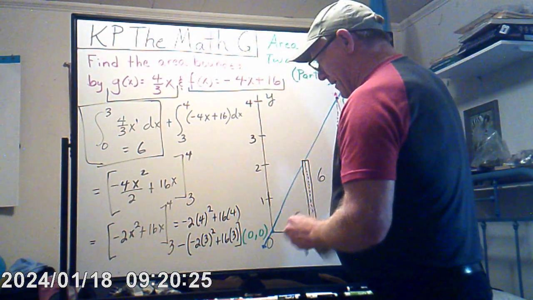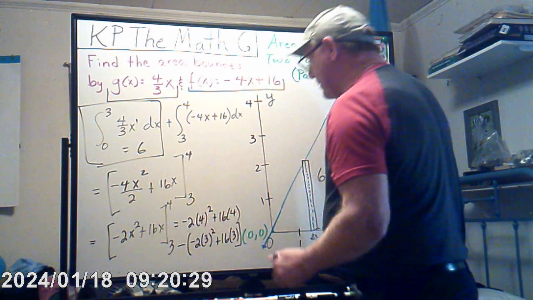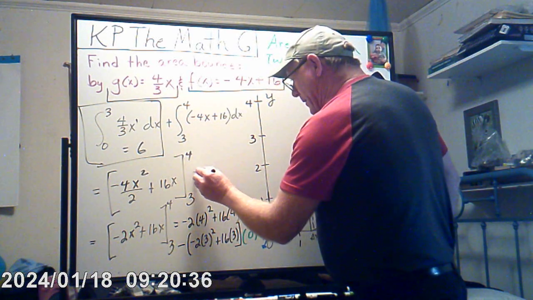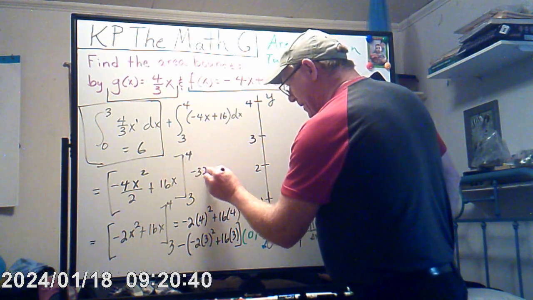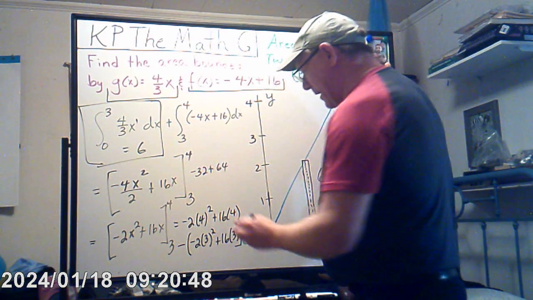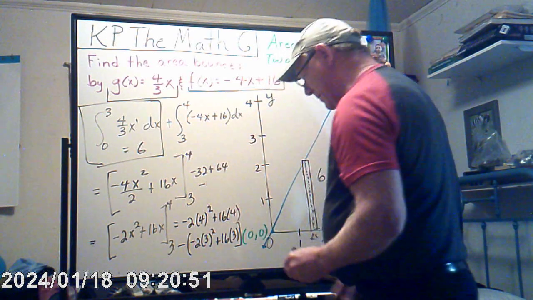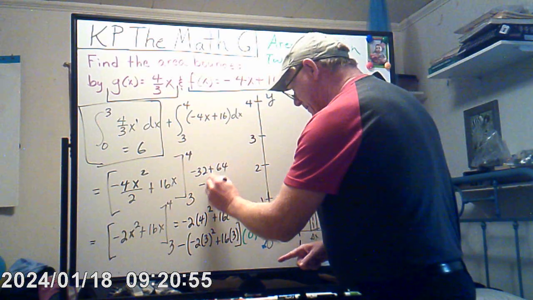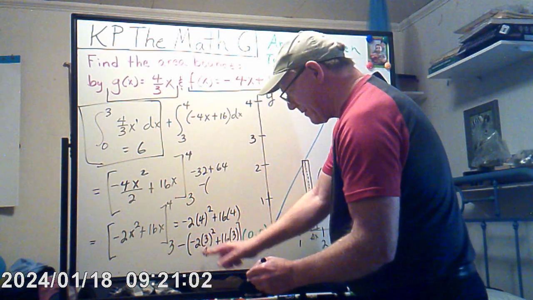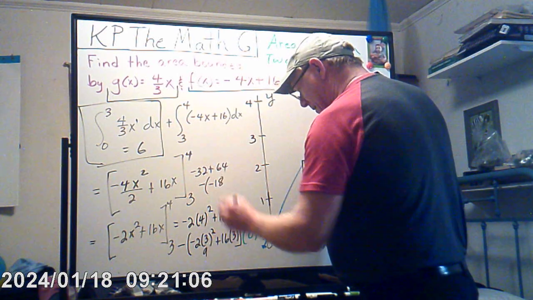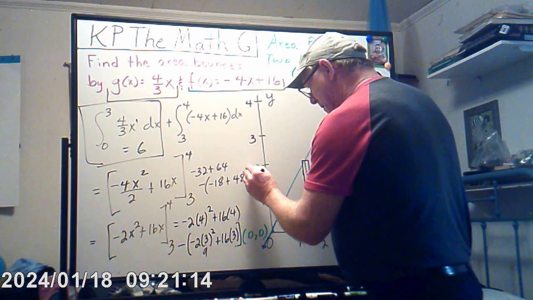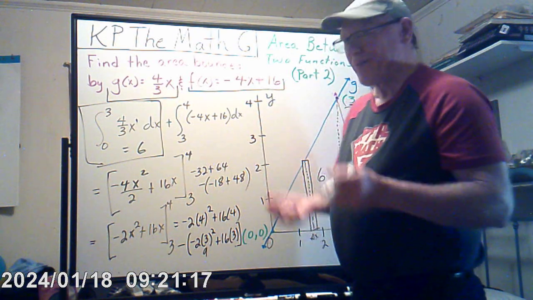Let's go ahead and finish this. 4 squared is 16. 16 times negative 2 is negative 32. Negative 32 right here. 16 times 4 is 64, plus 64. Minus sign. 3 squared is 9. 9 times negative 2 is negative 18. And then 16 times 3 is 48. I taught math so many years, I can just look at 16 times 3 and say 48.